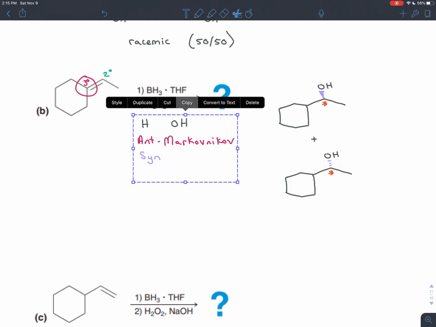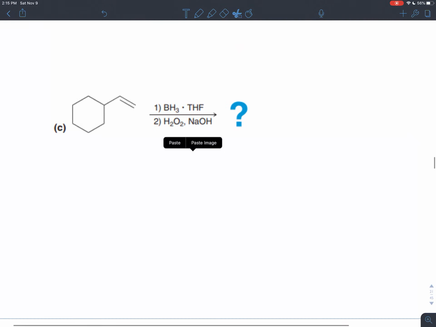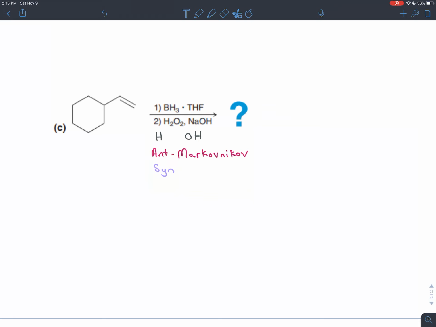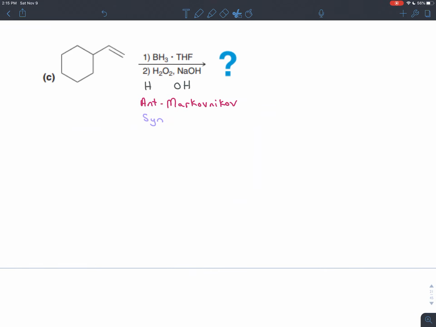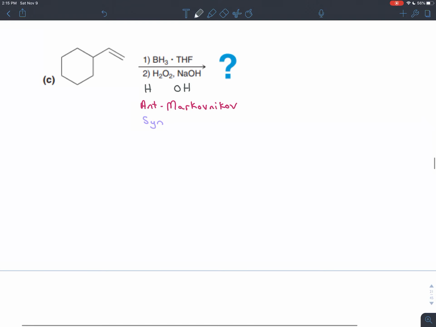Hydroboration-oxidation adds an H and an OH across the double bond. It does it in an anti-Markovnikov way, and the addition is syn. So only the pi bond is going to be affected by this. All of the sigma bonds stay the same, so you can redraw the carbon skeleton just without the pi bond.